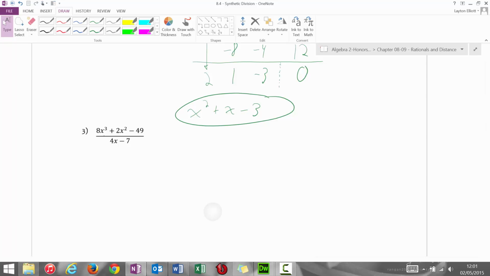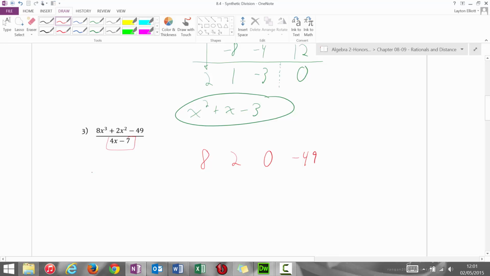So, let's do one where, if I look at this, I'm going to write the coefficients in order 8, 2, and like before, I need to account for a missing term. It has 0 and -49. That's the first problem taken care of. I've got these in order. I'm just going to squeeze that a little bit closer. But if you notice, now I'm dividing by something that does not have a coefficient of 1. It has a coefficient of 4.